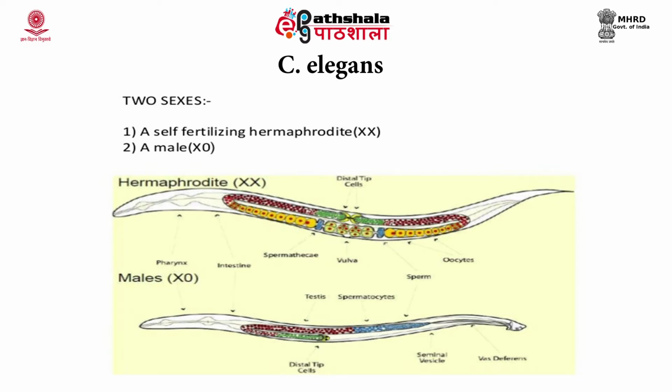The following diagram depicts the two sexes present in the C. elegans. The first is a self-fertilizing hermaphrodite depicted by XX, and the second is a male depicted by X0. In the hermaphrodite, the various parts labeled in the diagram are ovaries, oviducts, spermatheca and a single uterus, while in the male we have a single lobed gonad, a vas deferens and a tail specialized for mating.